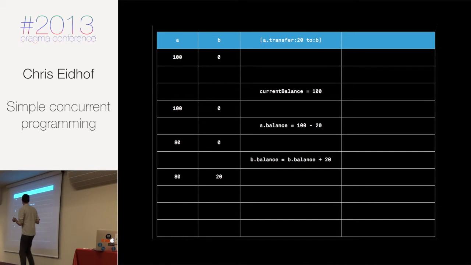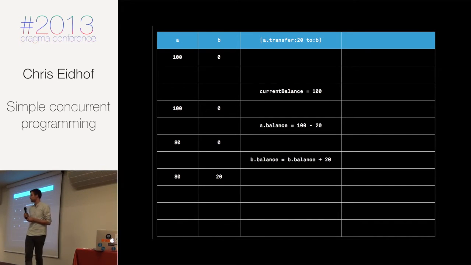The first thing that happens is the current balance from A gets stored into a temporary variable, and it's 100. Then A.balance is 100 minus 20, so now A.balance is 80, and B is still 0. Then the next step the code takes is it updates B.balance. Now we're done with our method, and A has only 80 euros, and account B has 20 euros. So everything is fine.